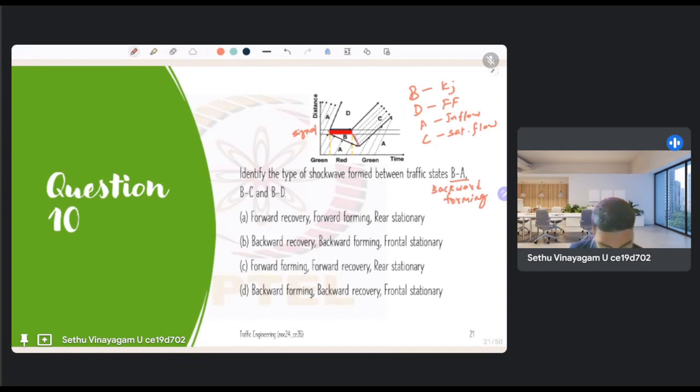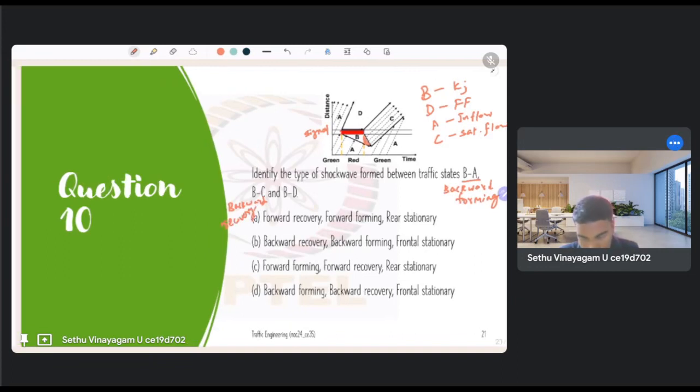Next is B and C, that is this part. This also has a negative slope, so it is moving back. This is also a backward moving shock. But again, we have to decide whether it's backward forming or backward recovery. What we see is that the queue length keeps decreasing. The vertical distance between this BC shock wave and the BA shock wave, the queue length, becomes smaller and smaller as it moves back. So this is a backward recovery shock wave, because the queue length is reducing.